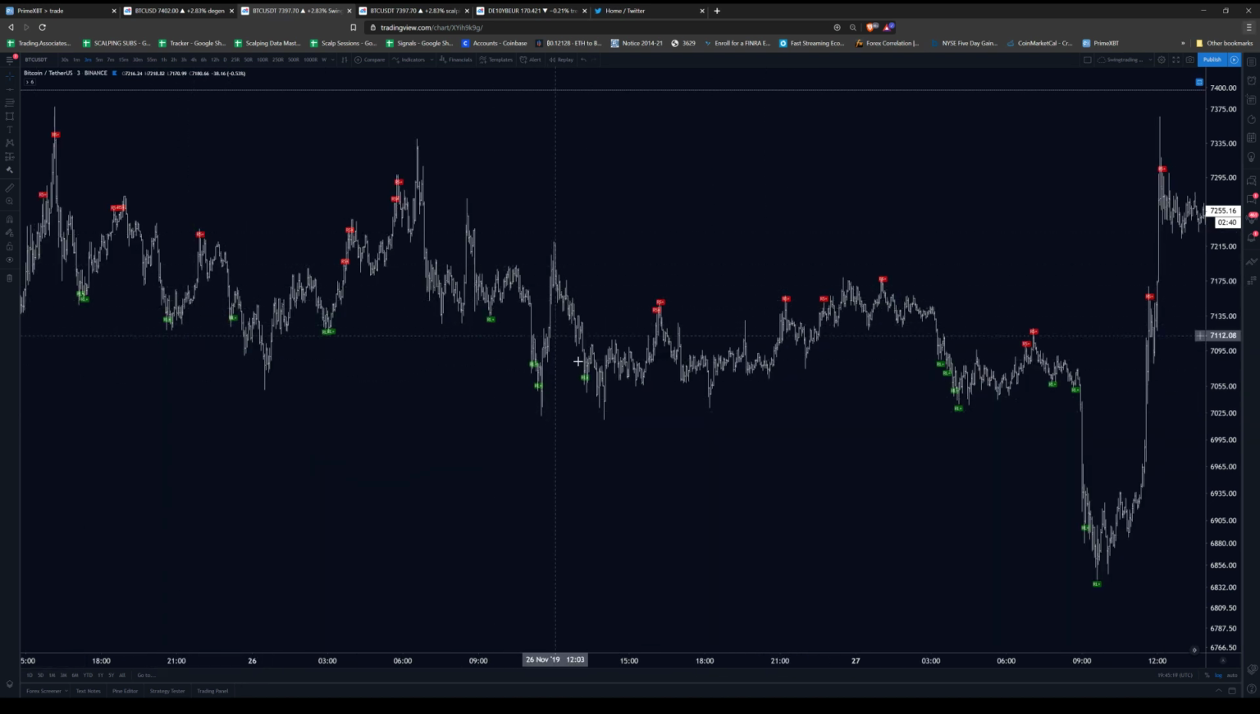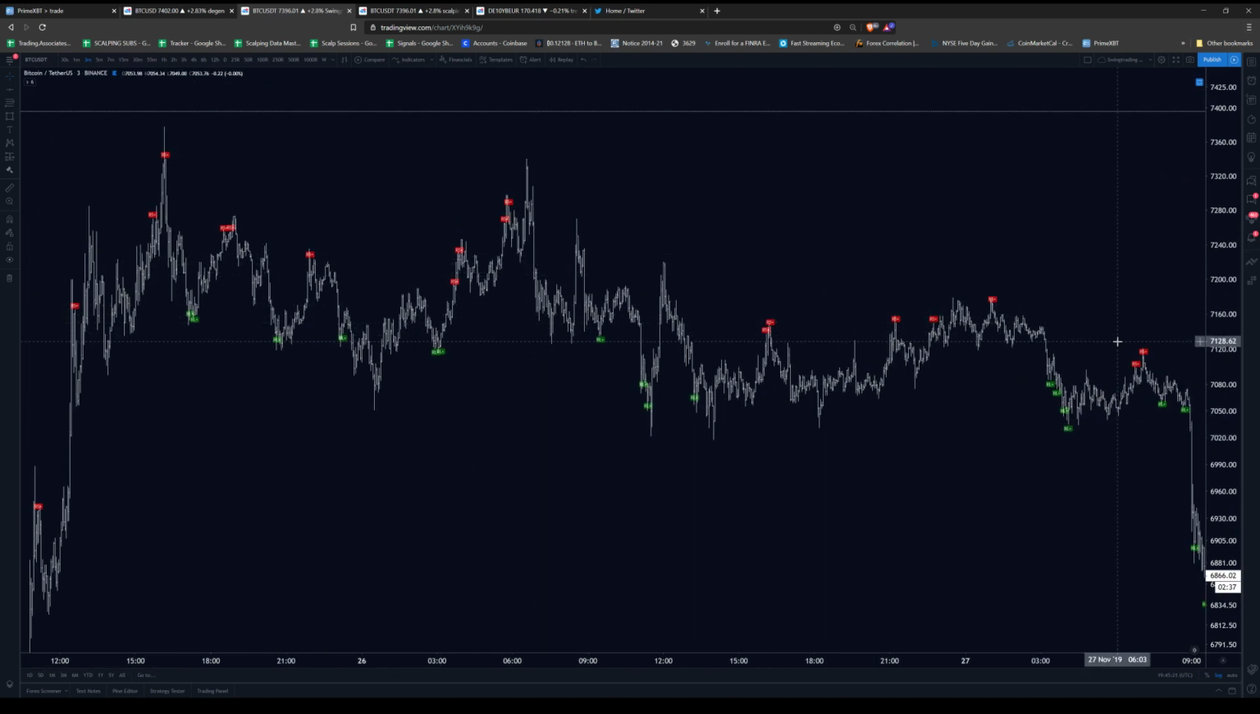Like here, we're channeling, right? This is when you use the scalper. This is when you use the RS Plus on the 3 minute. These are great trades. Seriously great trades.